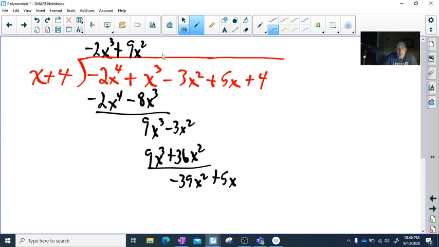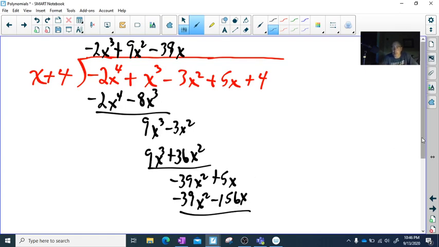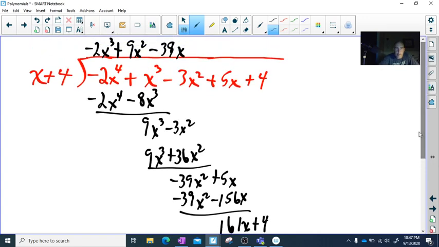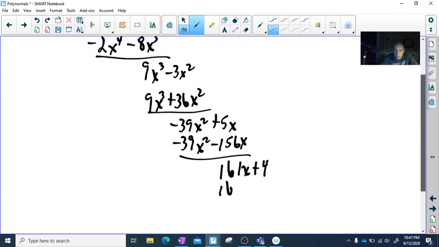Now, my numbers are going to get big here on me. Let's see, negative 39x. That'll give me negative 39x squared. 39 times 4, negative 156x. Subtract, forgot my x. Subtract will give me 1, so it's positive 5, take away a negative 156. So that's going to become positive 161x. Bring down your next term, which is a plus 4. So I'm going to multiply by 161. 161 times x is 161x, and I got to multiply 161 by 4. So 161x, 4 times 160 would be 644.